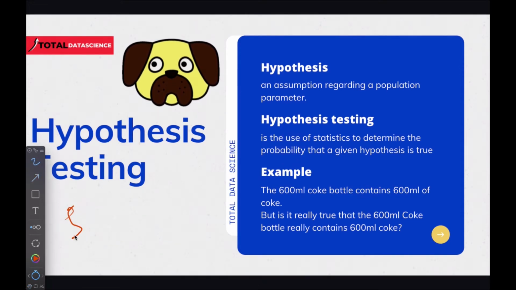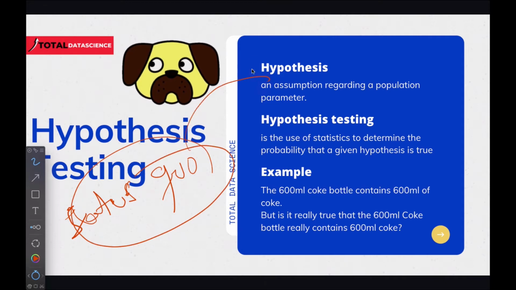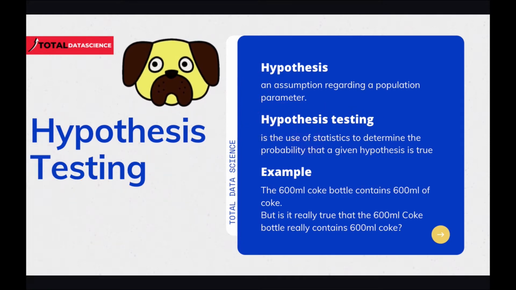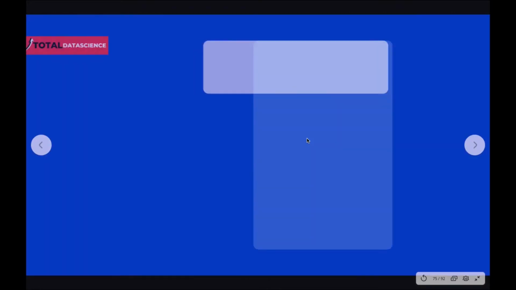Now we have what is called the status quo, something that is already believed. We want to prove that this status quo, this belief or assumption that Coca-Cola is claiming, is not true. That's when we test this assumption to see how true it is. Now let's see how we're going to test this in the next slide.